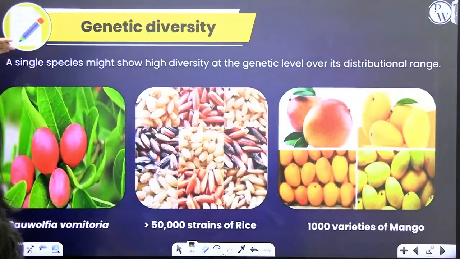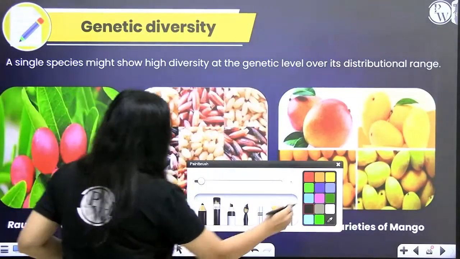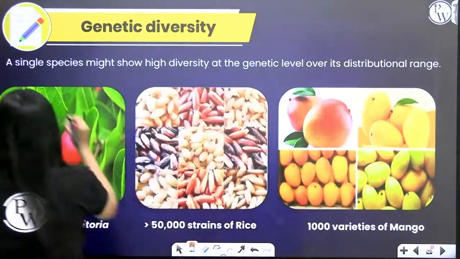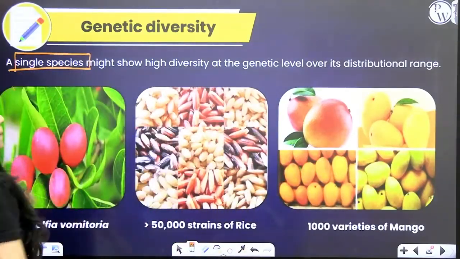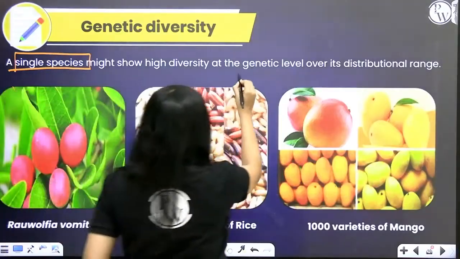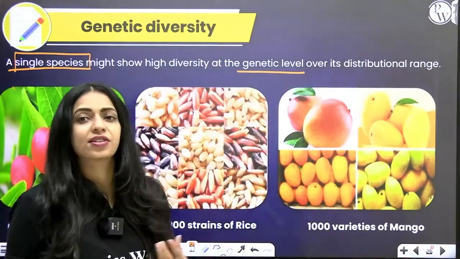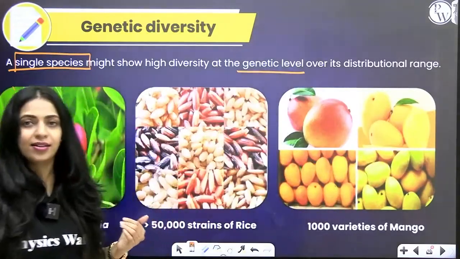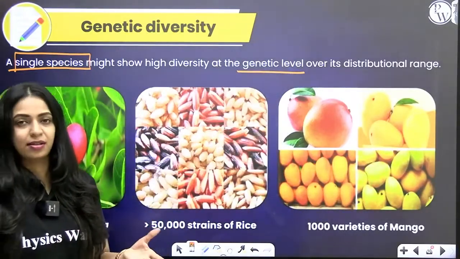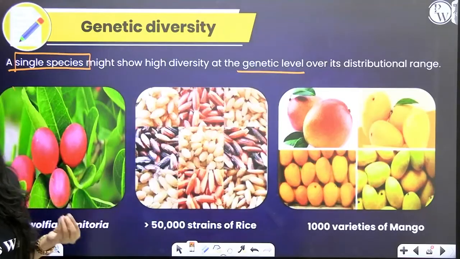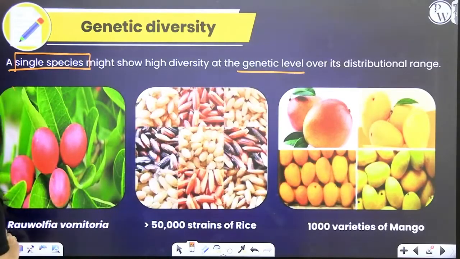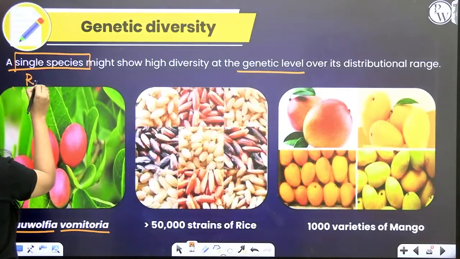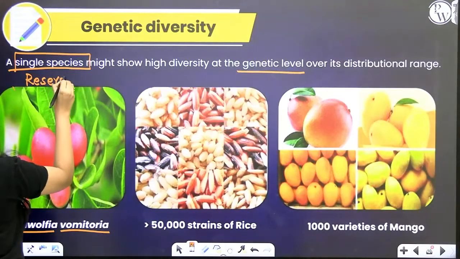So first off, what is genetic diversity? A single species might show high diversity at the genetic level over its distributional range. For example, probably towards the base of the Himalayas, there is a plant called Rauwolfia vomitoria. This plant produces a chemical that is called reserpine.